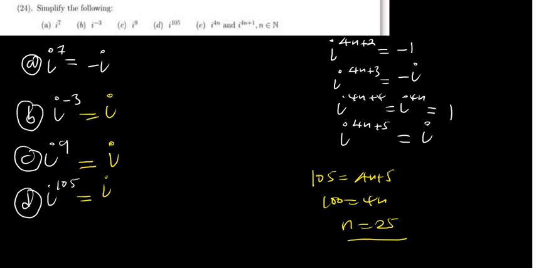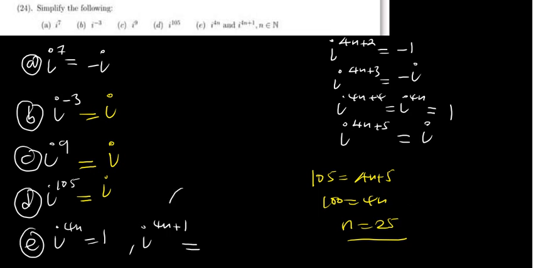And then the last one here, we have got i to the power 4n. Now we've already derived that i to the power 4n, we know that is equal to 1. And then we have got i to the power 4n plus 1. What is it going to give us?